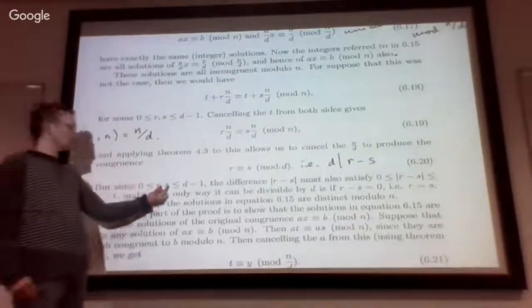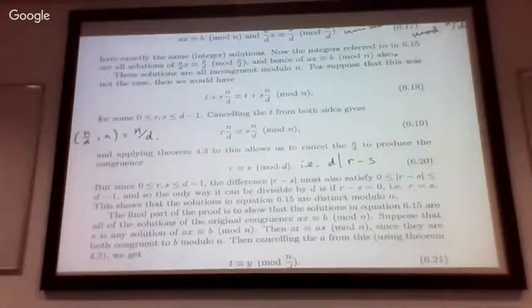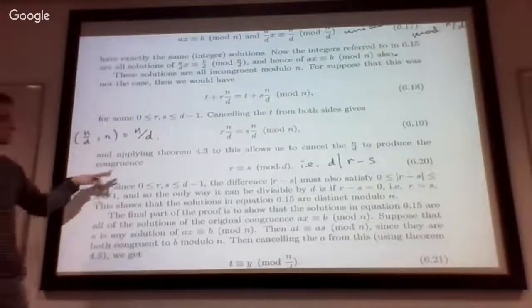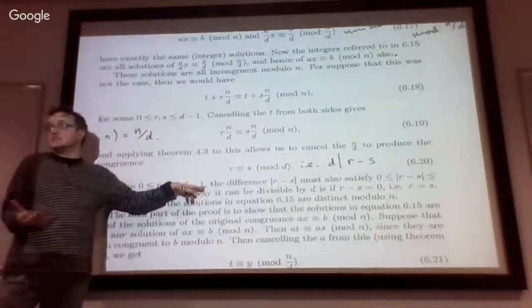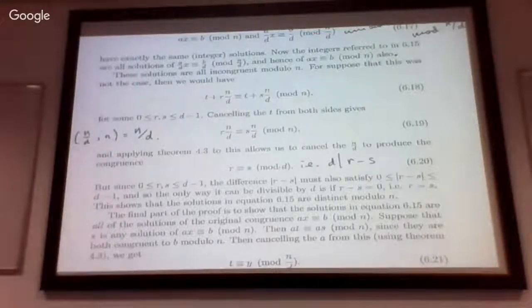But if R and S are between 0 and d minus 1, that means the biggest distance they can be apart is distance d minus 1. You've got two integers trapped between 0 and d minus 1. The furthest apart they can be is d minus 1, because they're inside an interval of length d minus 1.